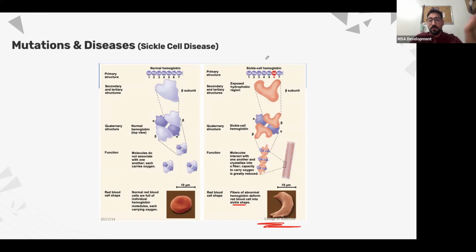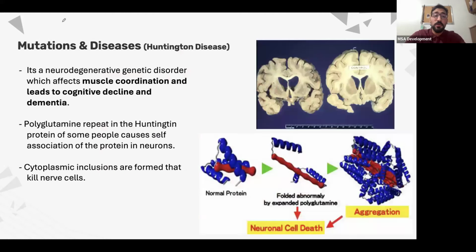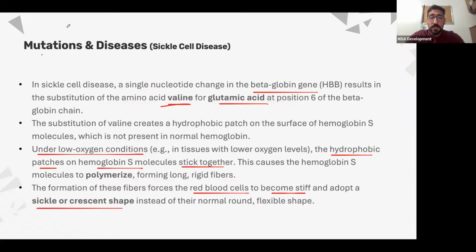So, substitution of valine for glutamic acid in the beta globin gene will lead to abnormal exposure of hydrophobic interactions, and these hydrophobic interactions will lead to aggregation, thereby polymerization and precipitation of the solution, and formation of this abnormal phenomenon, which is sickle cell disease. The sickle cells will lead to sickle cell disease. Okay, so we talked about cystic fibrosis and sickle cell disease.